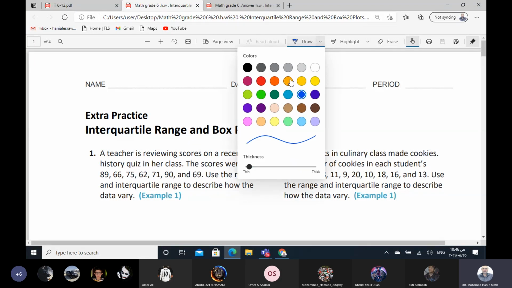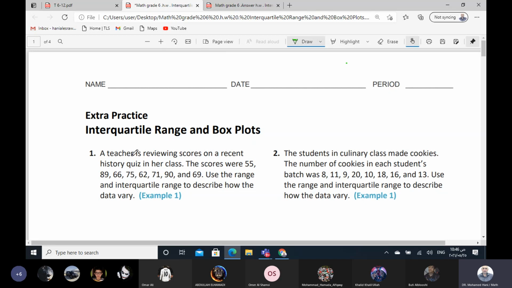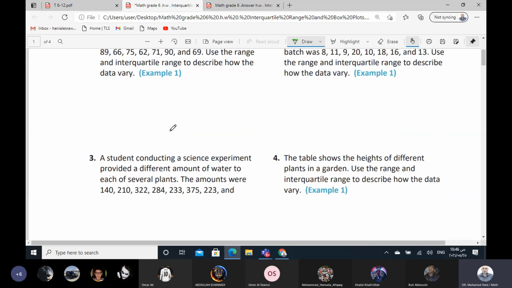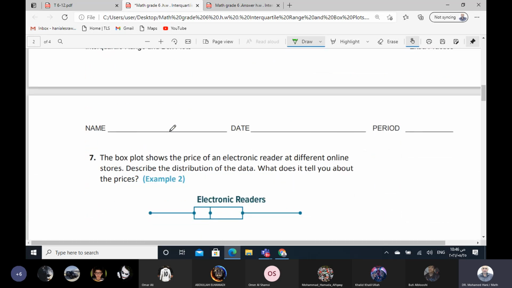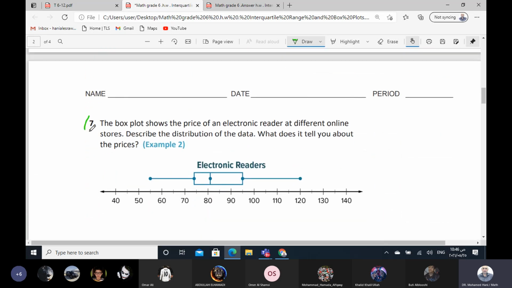Math Grade 6. We are in Module 10. We will continue today this lesson, Interquartile Range and Box Plot. Yesterday we solved exercises number 1, 2, 3, 4, 5 and 6, and we stopped here at exercise number 7. Today, inshallah, we will continue from here.